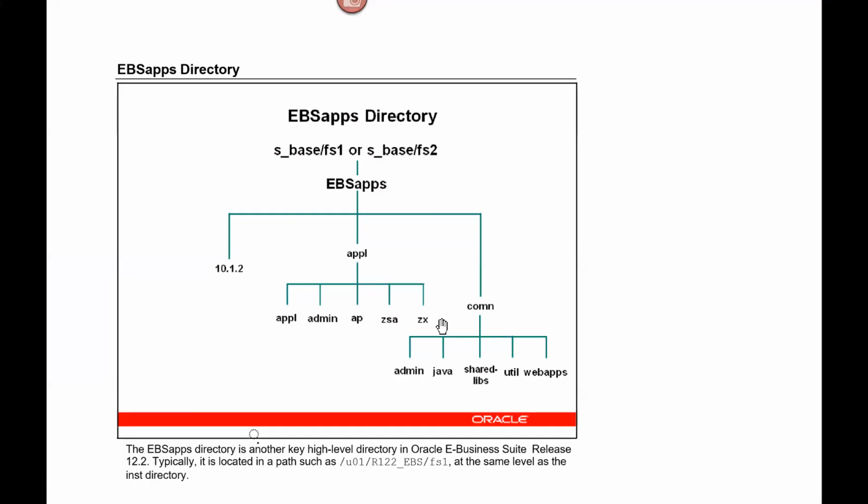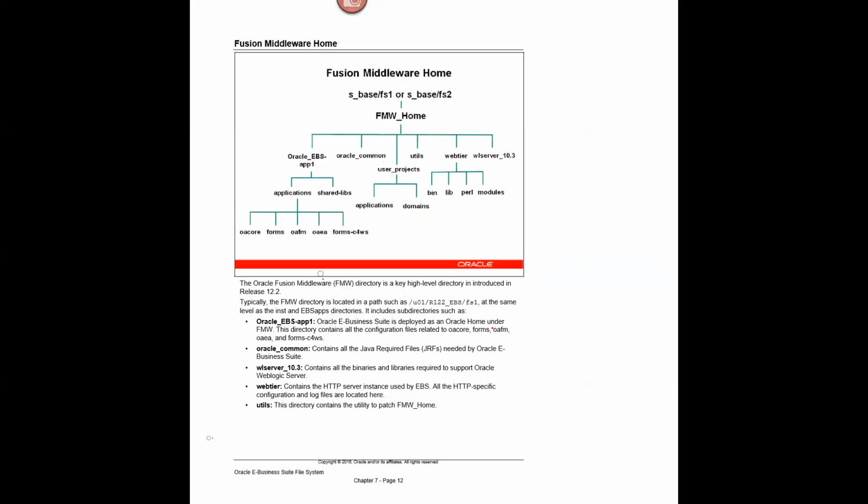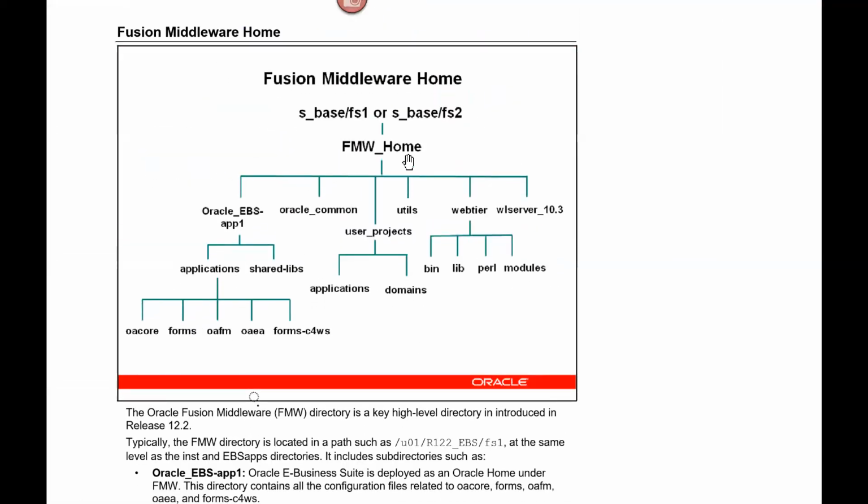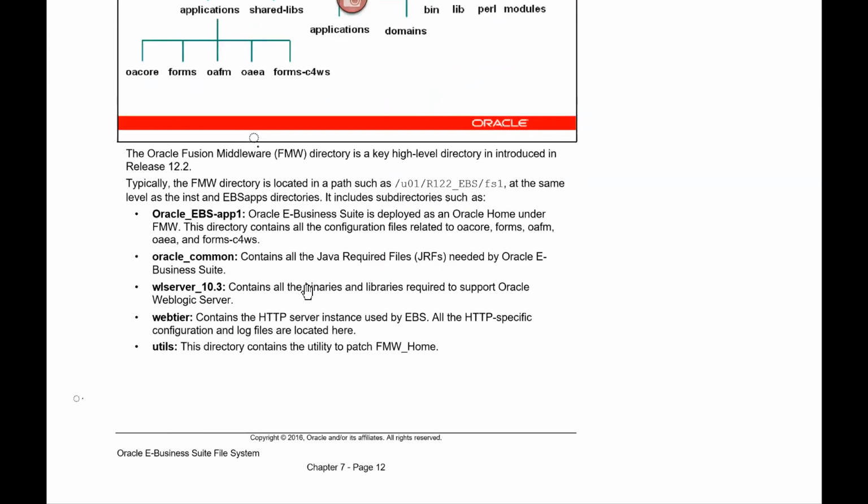So here basically the main thing is the clone folder. In the common top, you'll find the clone folder. This is the Fusion Middleware. Under that you can find user projects, utils, WebTier, Oracle common. So these are some of the folders which we can just go through. This is under Fusion Middleware.